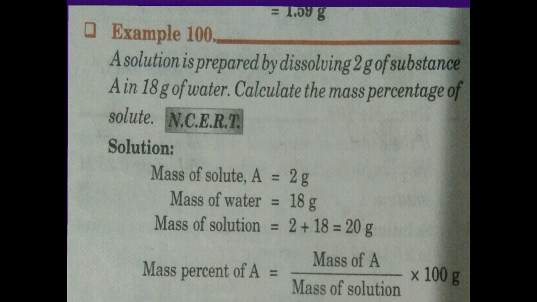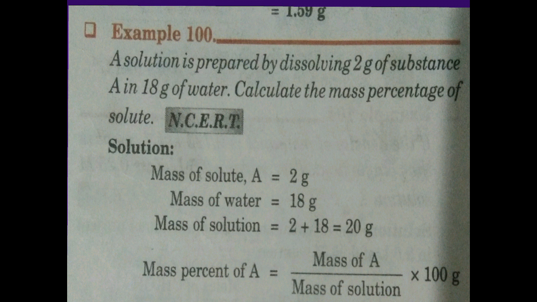Now there is one question in your NCERT book. A solution is prepared by dissolving 2 grams of substance A, a solute obviously, in 18 grams of water. So water is the solvent here. Calculate the mass percentage of solute. To calculate the mass percentage of solute, the formula is the mass of solute, which is given to us, that is 2 grams, upon the mass of solution. The mass of solution is not given, but the mass of solute and the mass of solvent both are given to us, so we can calculate the mass of solution.